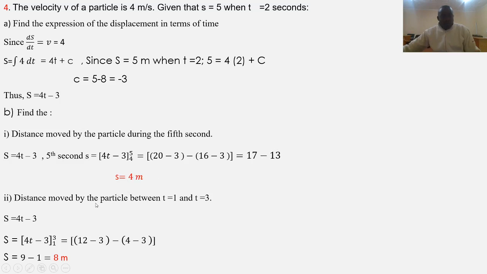Distance moved by the particle between t equals 1 and t equals 3. So where you have here, you substitute 3 and 1, and then you substitute 3 here, you minus that of 1, for you to get 9 minus 1, which is 8 meters. So that is between 1 and 3. So the limits will be 1 and 3. You substitute and you get 8 meters.